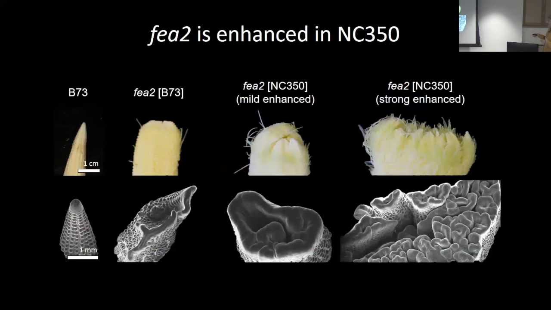So we want to know, there's some locus in NC350 that's doing this. It's in wild type NC350, it's not doing anything to the meristem, but when we put it in a mutant background, which we think sensitizes the plant, then we see this really strong enhancement.